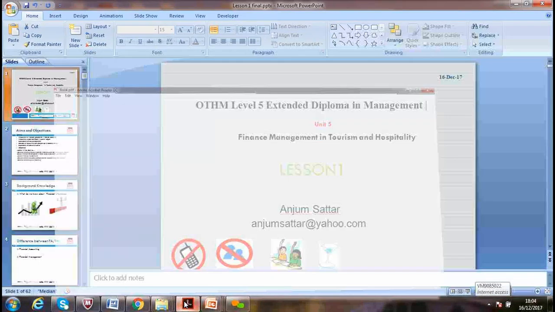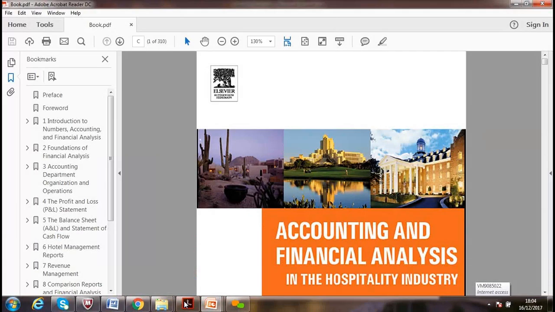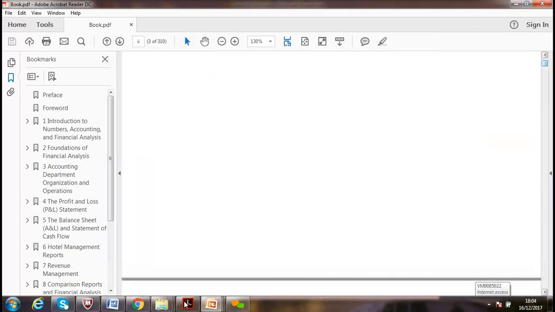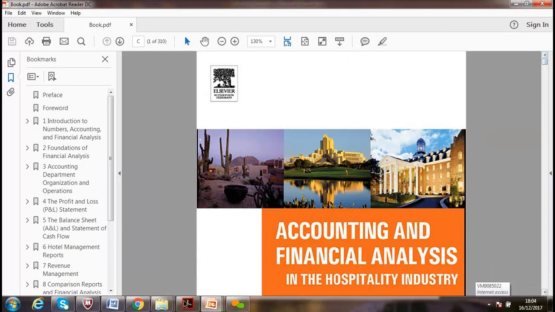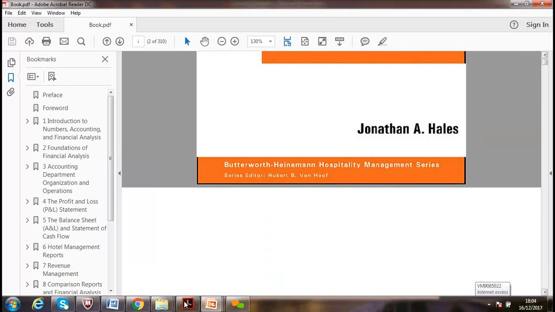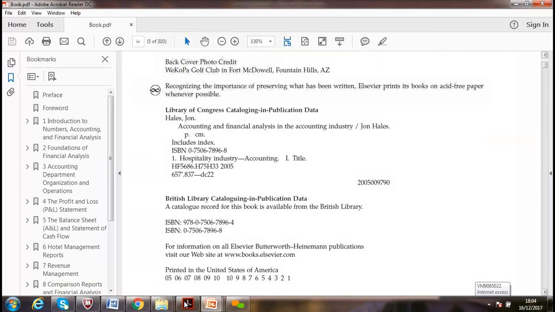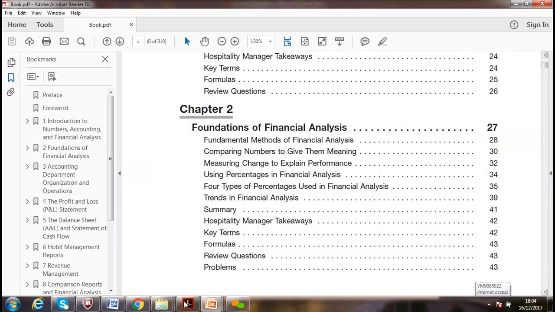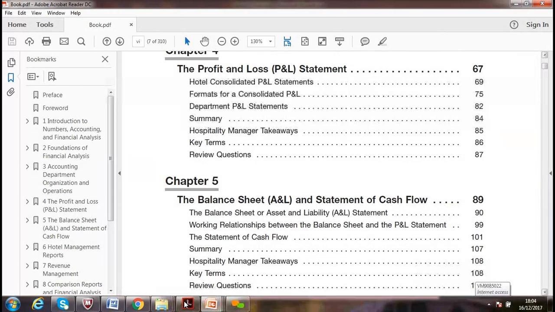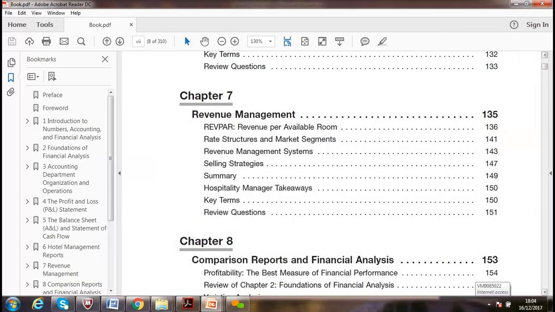So this book I'm going to send to your email box as well. One book is online, which is available on Moodle. That's one extra book which I'll send you, so if you want to do some background reading you can, and you can reference it when you prepare your assignment.